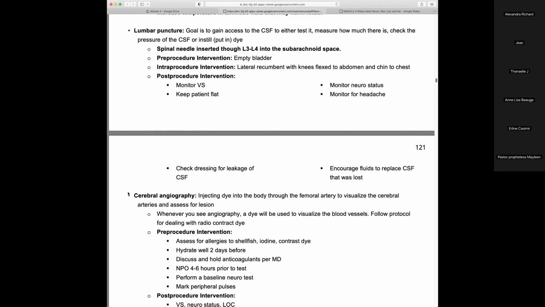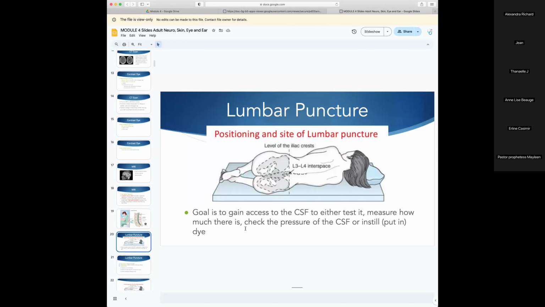Intra-procedure, during, the position they should be laying in is called lateral recumbent. You want them to look like a shrimp. There's an even better picture I'm going to start using. You want their knees to be up to their abdomen and their head down to their chest. You want them to make like a C with their body. So it's called lateral recumbent with their knees flexed to their abdomen and their chin flexed down to their chest. You want them to look like a little shrimp and they're going in L3 to L4.